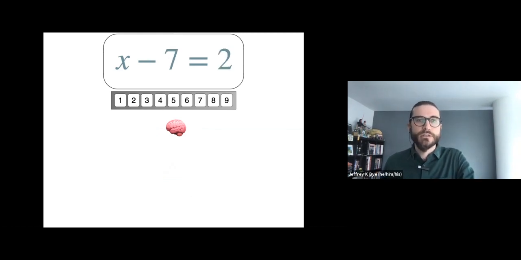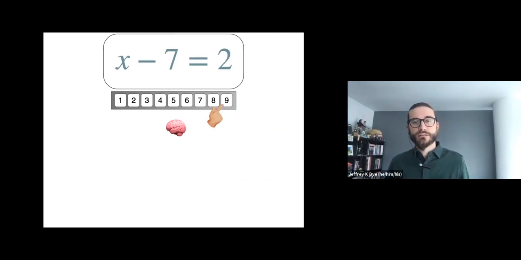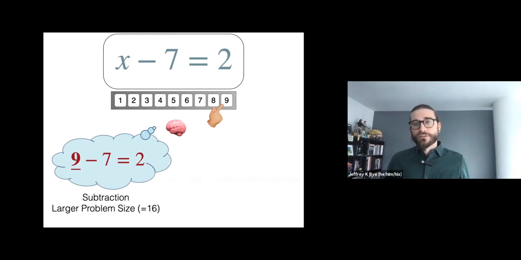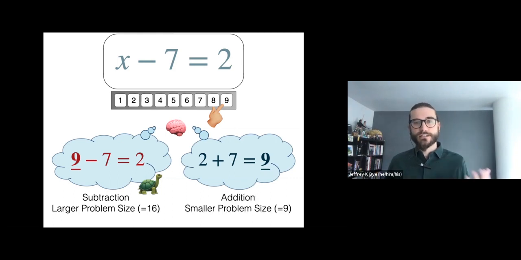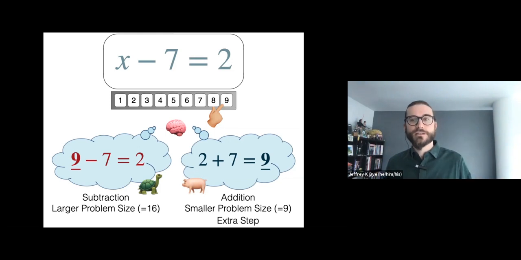So that's the idea. If I give you a problem like x minus 7 equals 2, by contrast to the previous example, and you indicate 9, if you're thinking 9 minus 7 equals 2, that involves subtraction and a larger problem size, so you should be slow. But if you're thinking 2 plus 7 equals 9, the inverse operation, that's addition and has a smaller problem size, so you should be faster. However, it does involve that extra step of performing this operation, so maybe you'd not be quite as fast, but still faster than if you went the direct route. We call this a switch benefit.